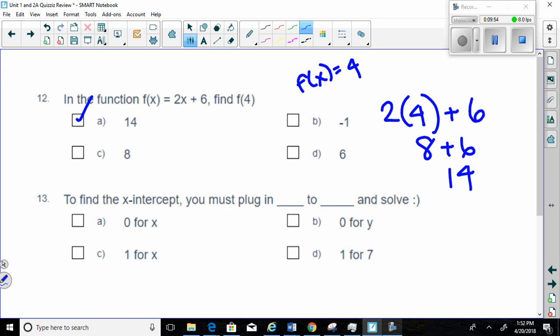Okay, to find the x-intercept, you plug in what for what? 0. Yep, it's always the opposite. So 0 for y. If you're finding your y-intercept, you plug in 0 for what? X.